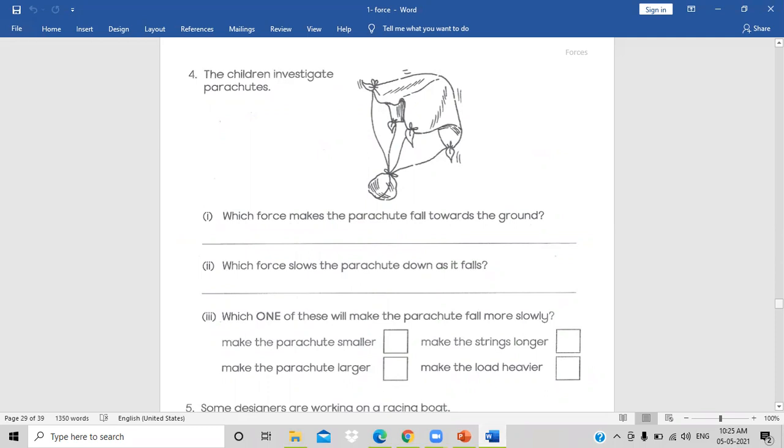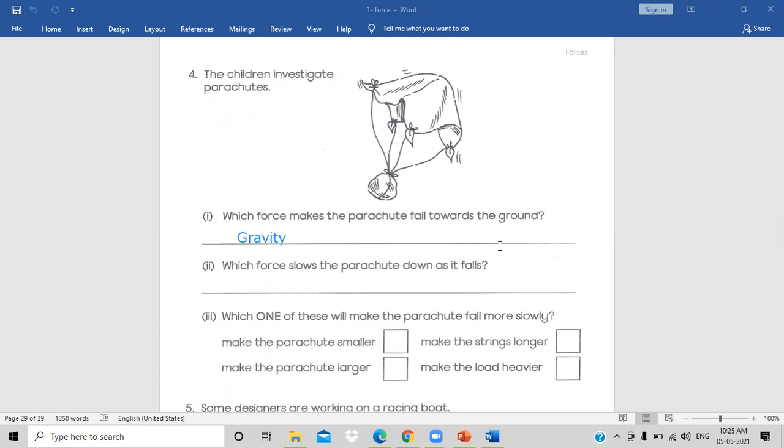On page 29, they say the children investigate parachutes. Here, they brought a piece of cloth and connected it with several strings, and then connected the strings with a rock. The first question says, which force makes the parachute fall towards the ground? We know the force that is pulling everything towards the ground, it's very easy. Of course, it's the gravity force.